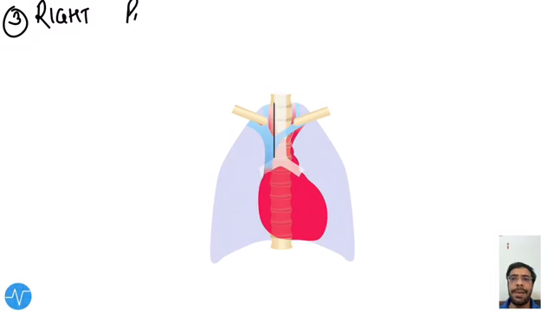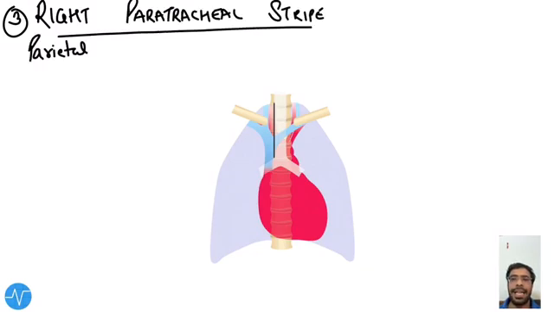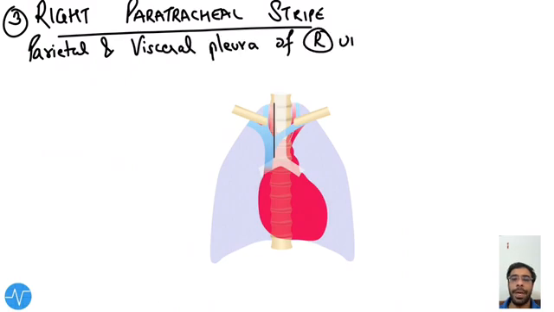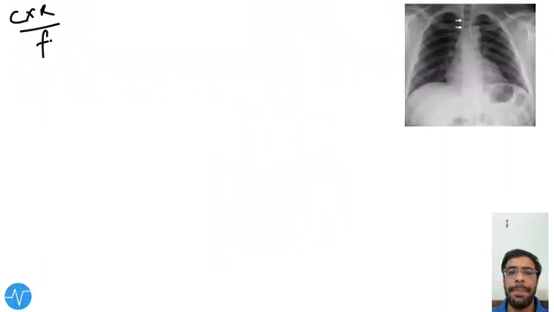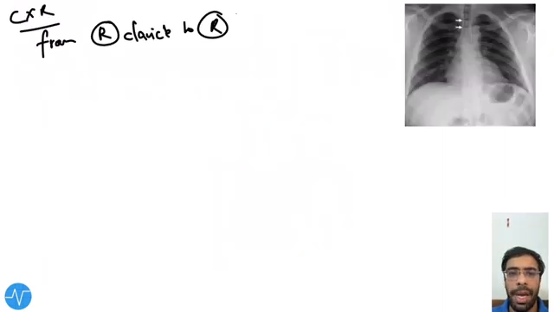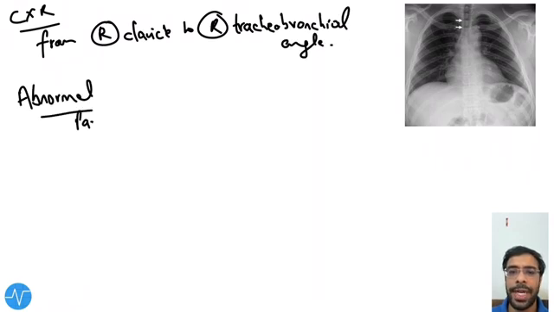Next is the right paratracheal stripe. It is the parietal and the visceral pleura of the right upper lobe which comes in contact with the right lateral border of the trachea. Here in the diagram we can see. Now how will the right paratracheal stripe appear? From the right clavicle to the right tracheobronchial angle, which we can see on the X-ray at the arrow mark.